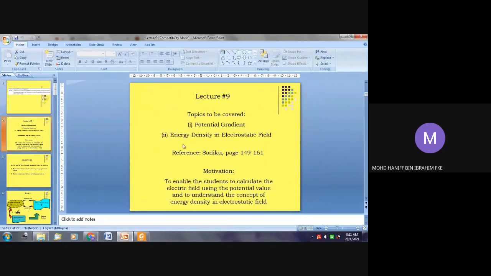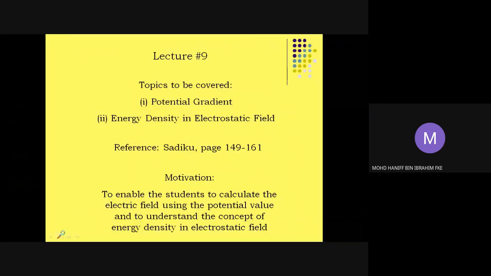Lecture 9, topics covered. We have successfully learned the first topic, which is on gradient. In gradient, we have learned that if we are given the potential value, we can find the E field by using the equation E field equals negative gradient of V.